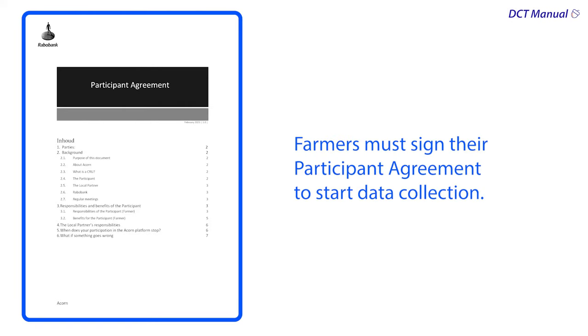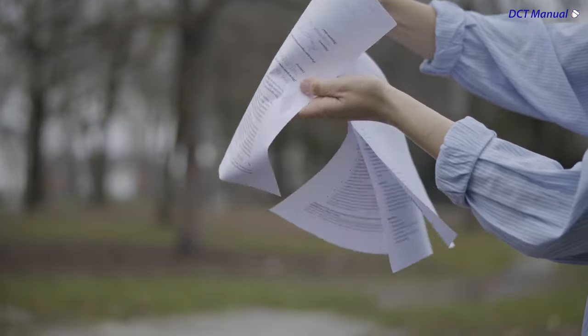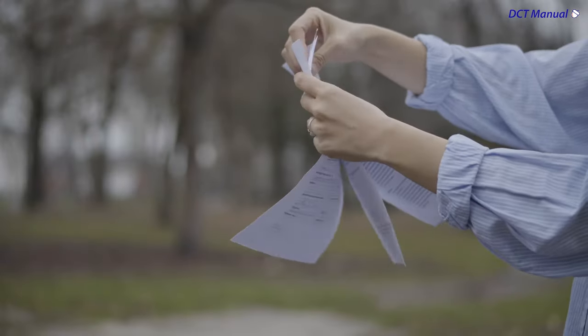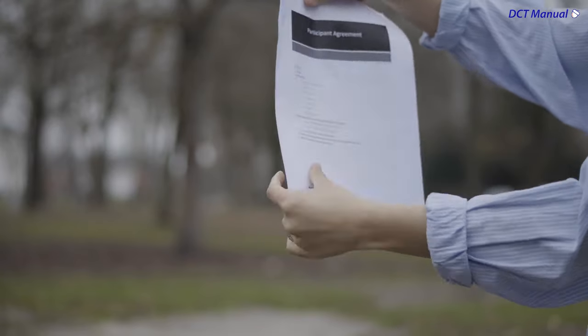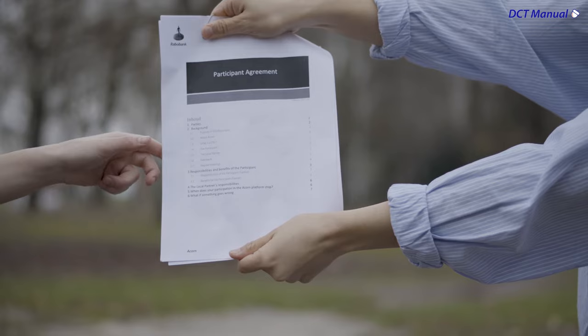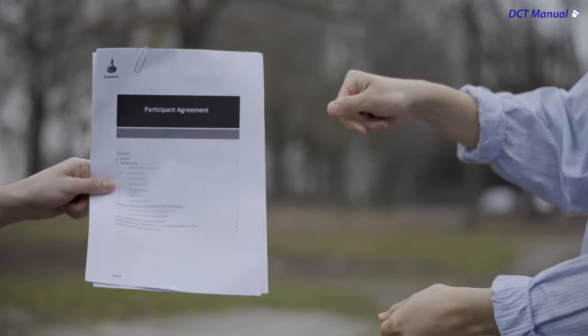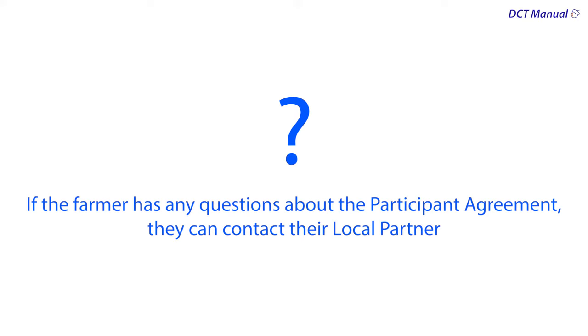Start by collecting the farmer's participant agreement. Farmers must sign their participant agreement in order to start data collection. The participant agreement is between the local partner and the farmer. The farmer must understand and sign this document in order to participate in the Acorn program. If he or she has any questions, they can contact their local partner.